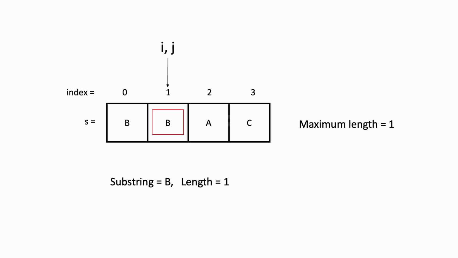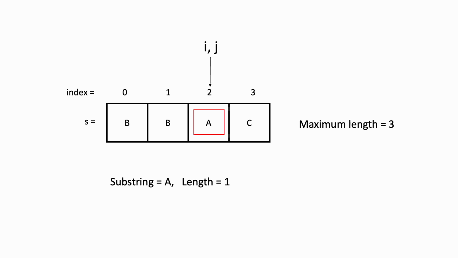Whenever the jth pointer hits the end of the string or we find a substring with repeating characters, then we will increment our ith pointer and reset the jth pointer to the ith pointer. So now the current substring is "B" with length 1 and maximum length is also 1. So we do nothing. We increment our jth pointer. The new substring is "BA" with length 2. So our maximum length will also change to 2. We increment the jth pointer and the new substring is "BAC" whose length is 3. So the maximum length will also change to 3.